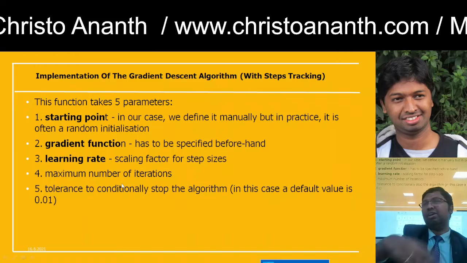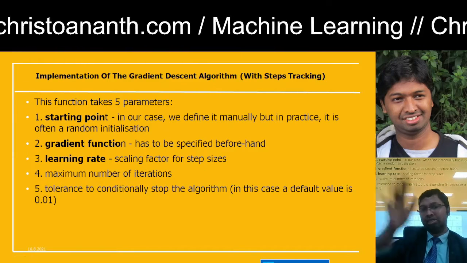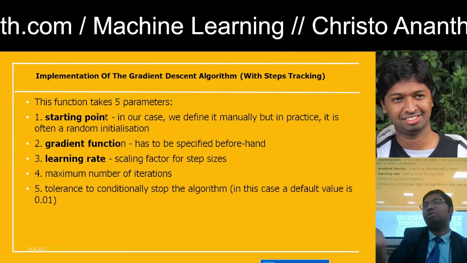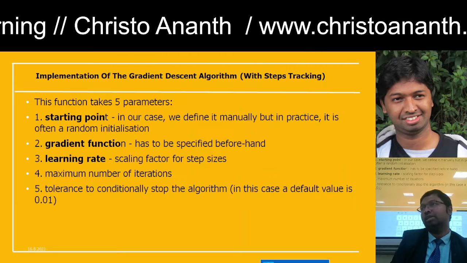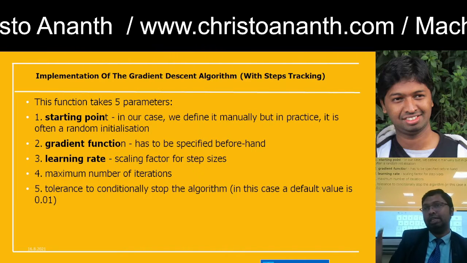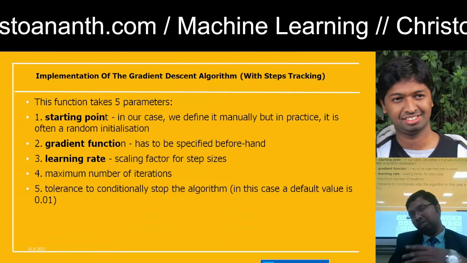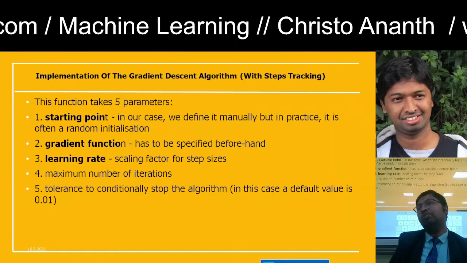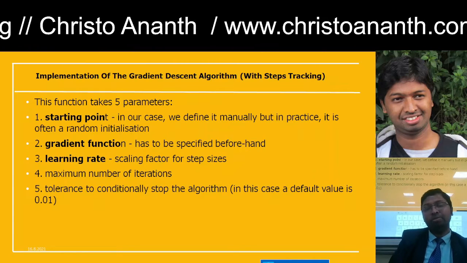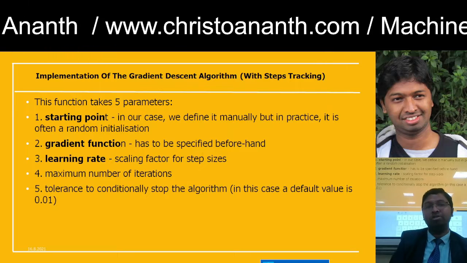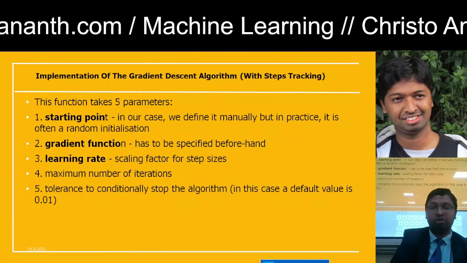So whenever we see this program, you will have 5 parameters. One is the starting point, so you have to go with a random initialization. Then you go with the gradient function. Then the learning rate, nothing but the scalability factor you are measuring for the step sizes. Then the maximum number of iterations. If you reach the maximum number of iterations, then you stop. Or if the difference is lesser than the tolerance also, you stop. So here the default value is actually 0.01.